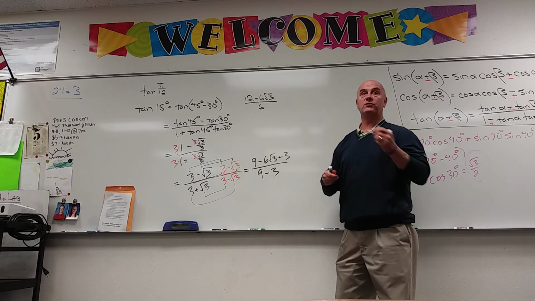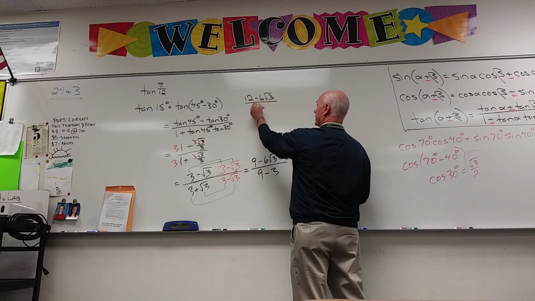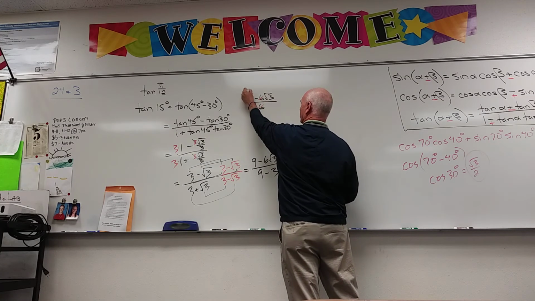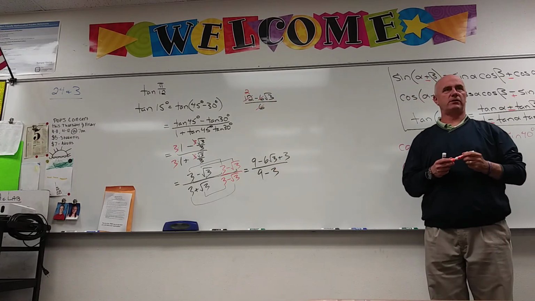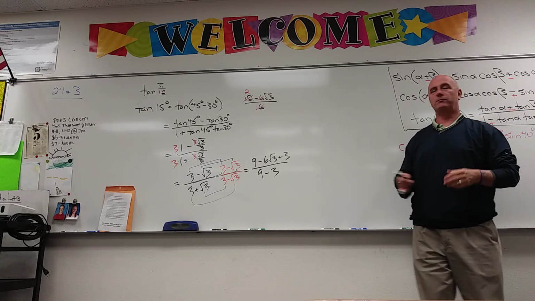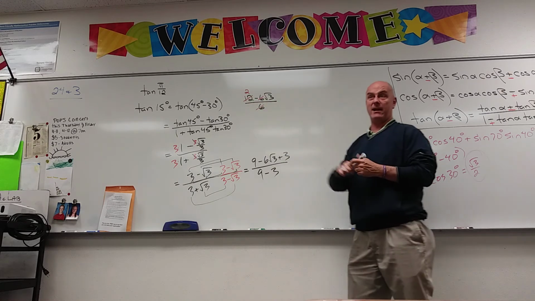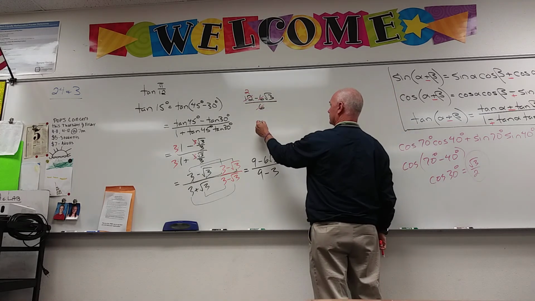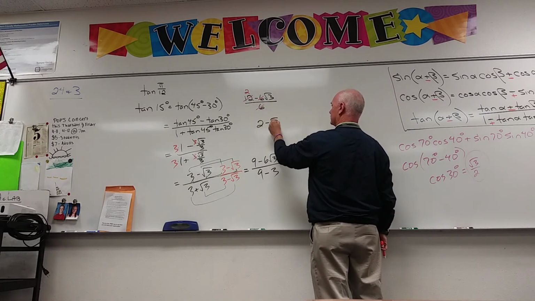So we can cancel, but we have to cancel the 6 and the 12. Does that make sense? We remember we can't cancel things that are being added and subtracted unless we cancel everything, which gives us 2 minus root 3, and that's our answer.